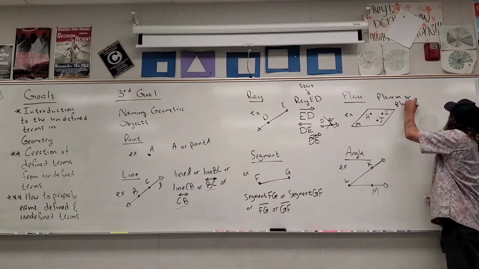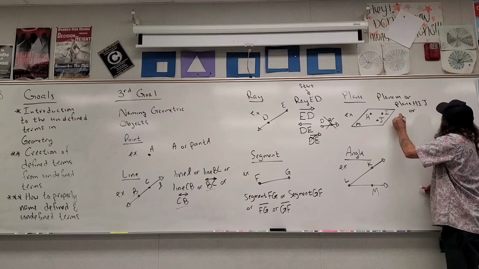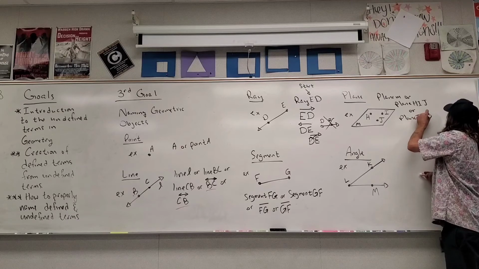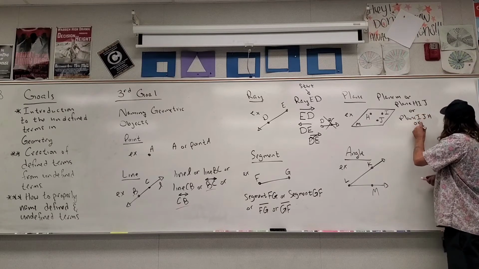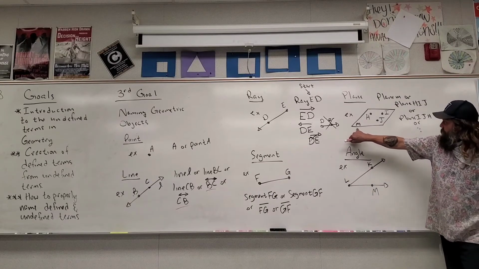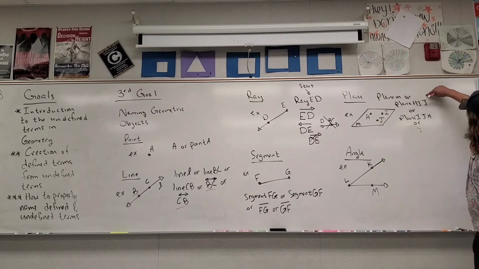So we could name this plane HIJ. Or we could call this plane IJH. Or, hopefully you get the point. But I can't use M because M is not associated with a point. So I have to either name it plane M or I have to use 3 letters.